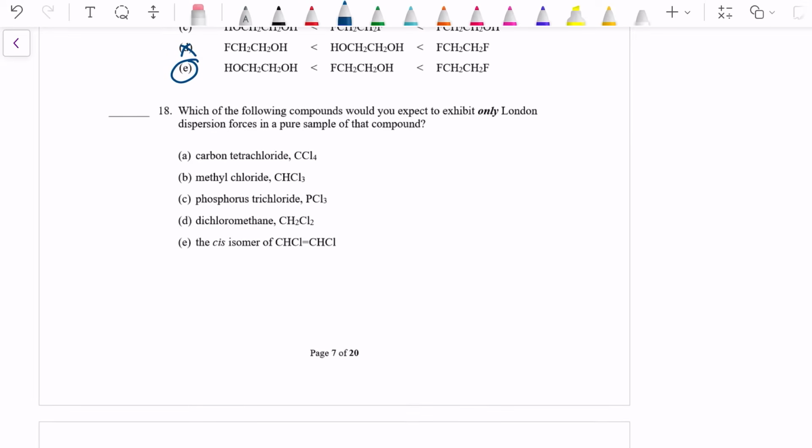18. Which one of the following compounds would you expect to exhibit only London dispersion forces in a pure sample? So the 3 types of intermolecular forces that we look at, we have London dispersion forces, which every species exhibits. Different compounds might have different levels of London dispersion forces, but they are the weakest and they exist in every compound. And they arise just from random dipoles between molecules that can form between very small partial positives and negatives. We also have dipole intermolecular bonding.